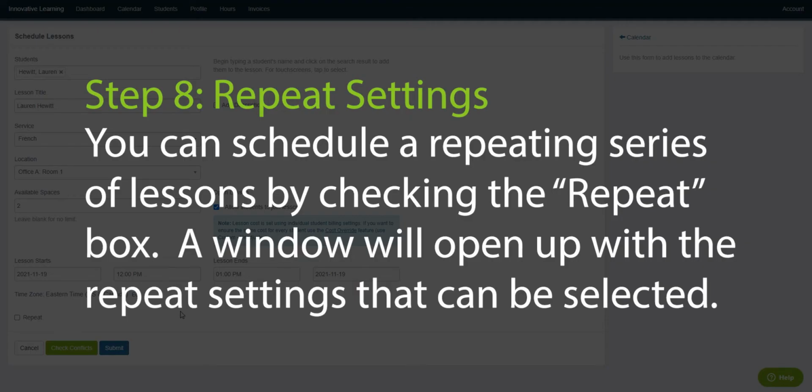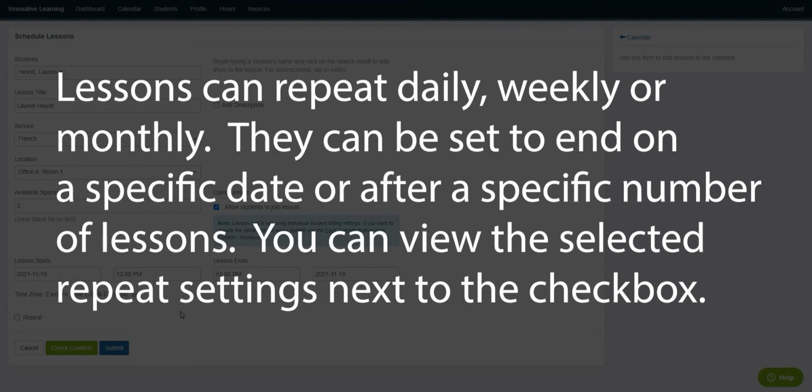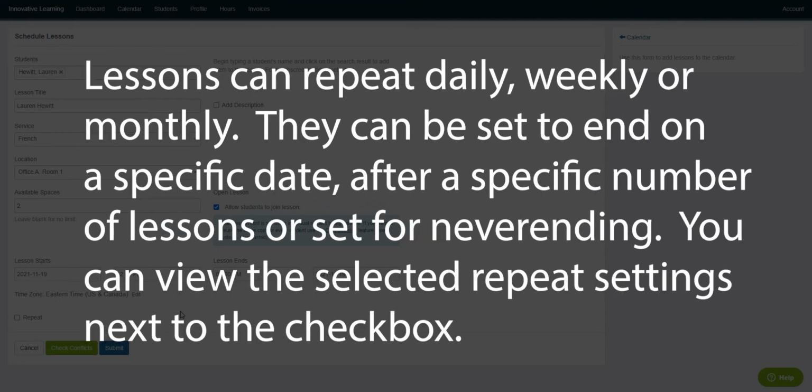Step 8 is the repeat settings. You can schedule a repeating series of lessons by checking the repeat box. A window will then open up with the repeat settings that can be selected. Lessons can repeat daily, weekly, or monthly. They can be set to end on a specific date or after a specific number of lessons, and you can view the selected repeat settings next to the checkbox when you're finished.